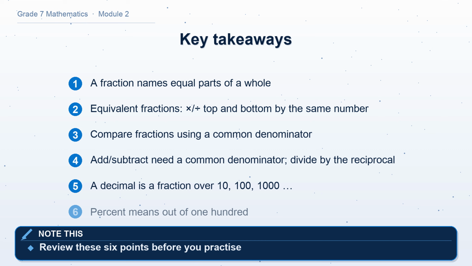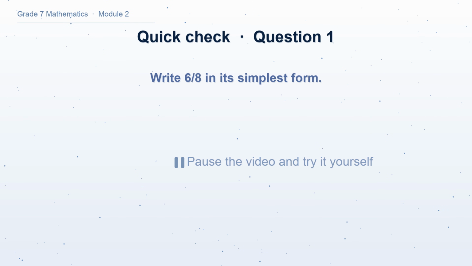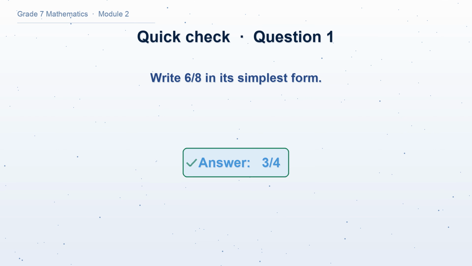Now let's check how much you remember with 3 quick questions. Here is the first question. Write 6/8 in its simplest form. The highest common factor of 6 and 8 is 2. Dividing top and bottom by 2 gives 3/4.